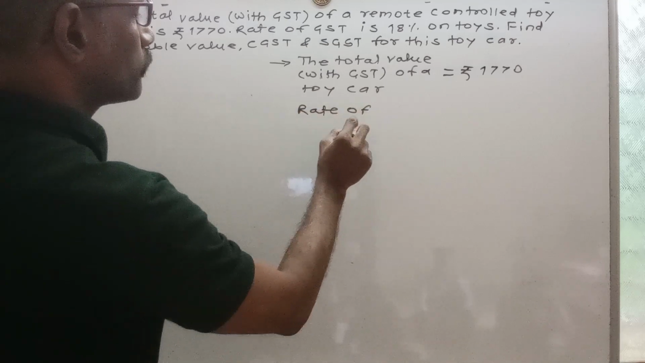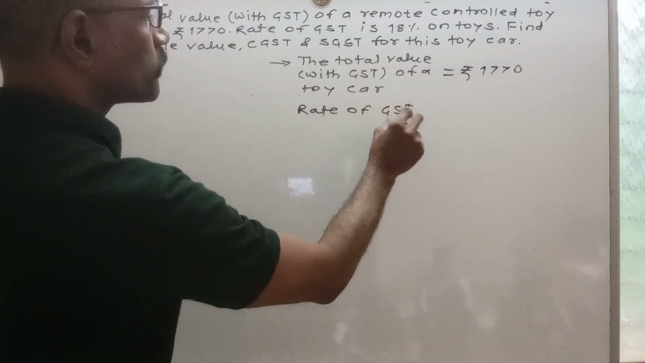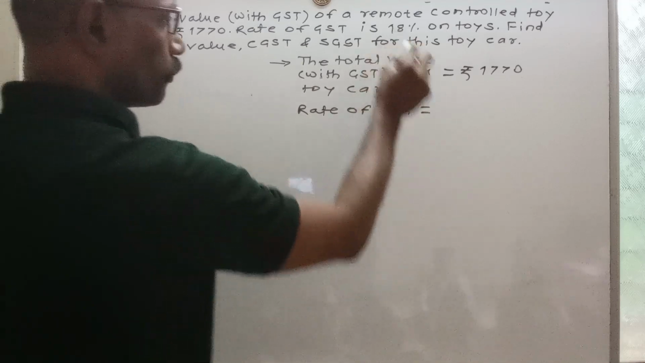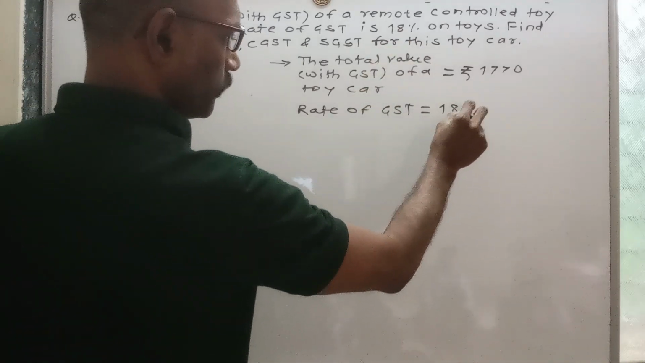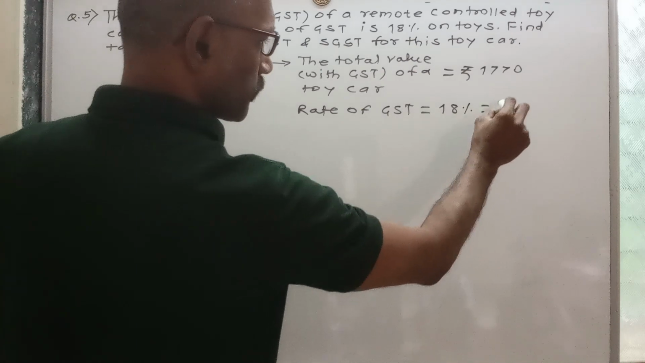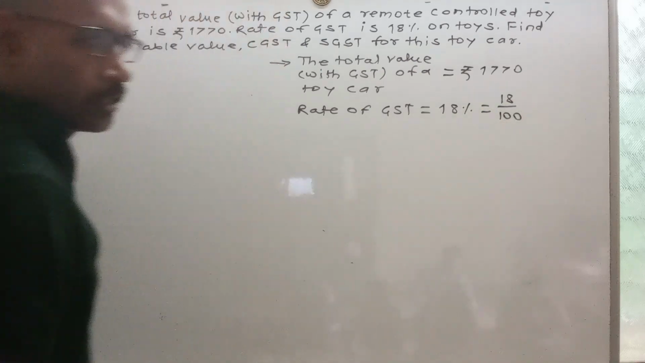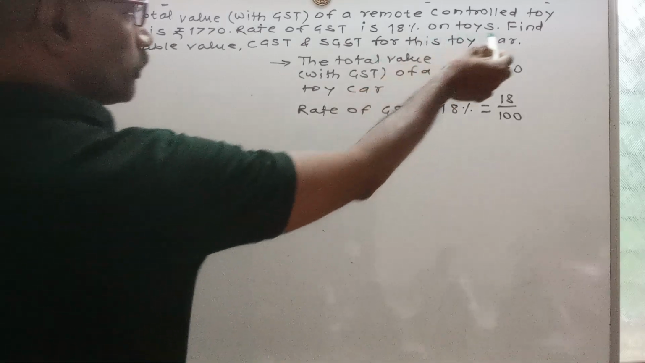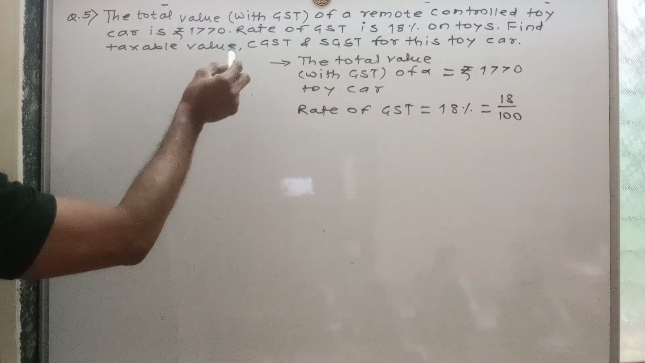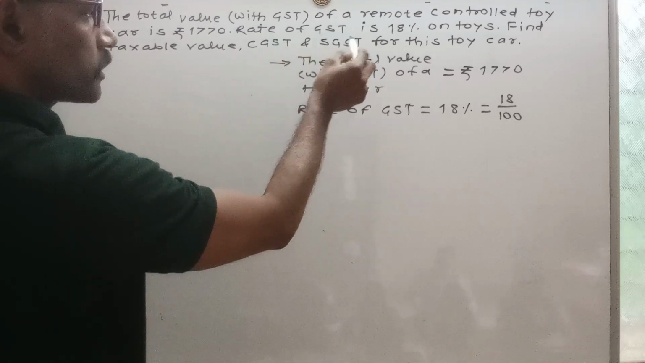Rate of GST, this is also given. What is it? 18%. Means we always write 18 upon 100. Now what is the question? Find the taxable value, then CGST, SGST.